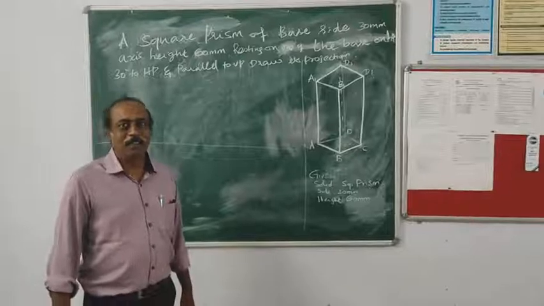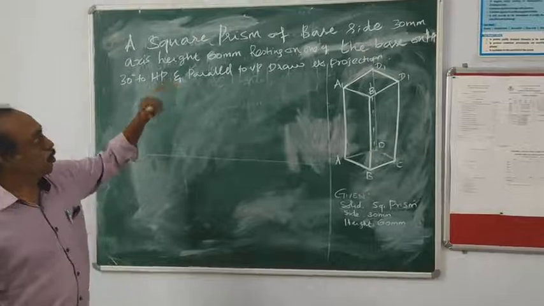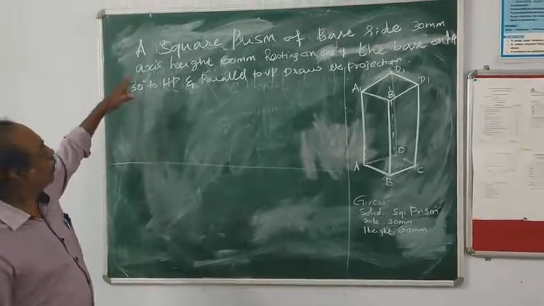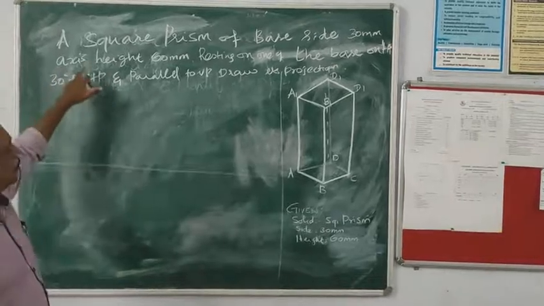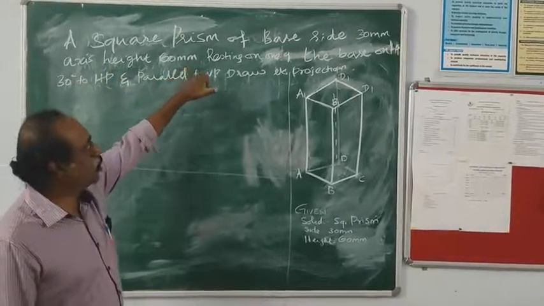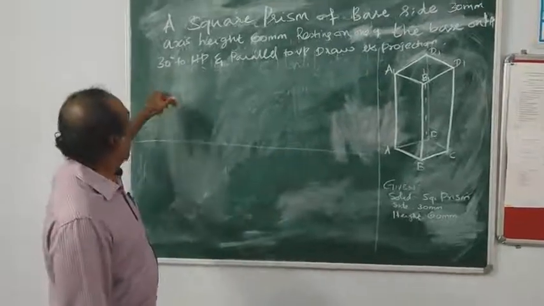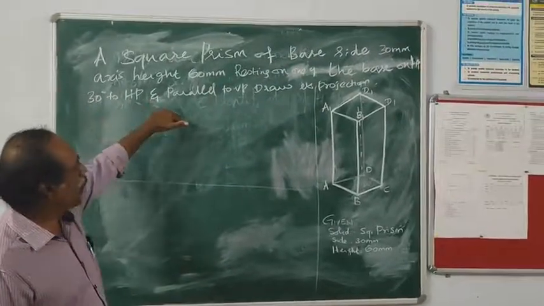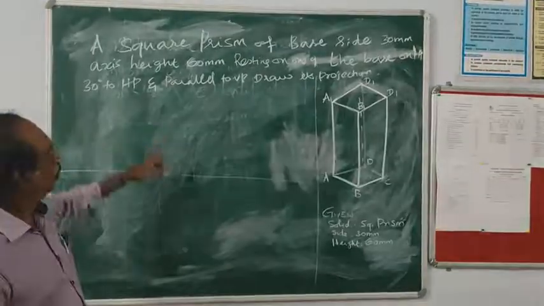Okay. Welcome students. Today we are going to see the topic square prism solid. The problem is a square prism of base side 30 mm and axis height 60 mm resting on one of its base on HP, the horizontal plane, with its axis inclined 30 degree to HP and parallel to VP. Draw its projection.